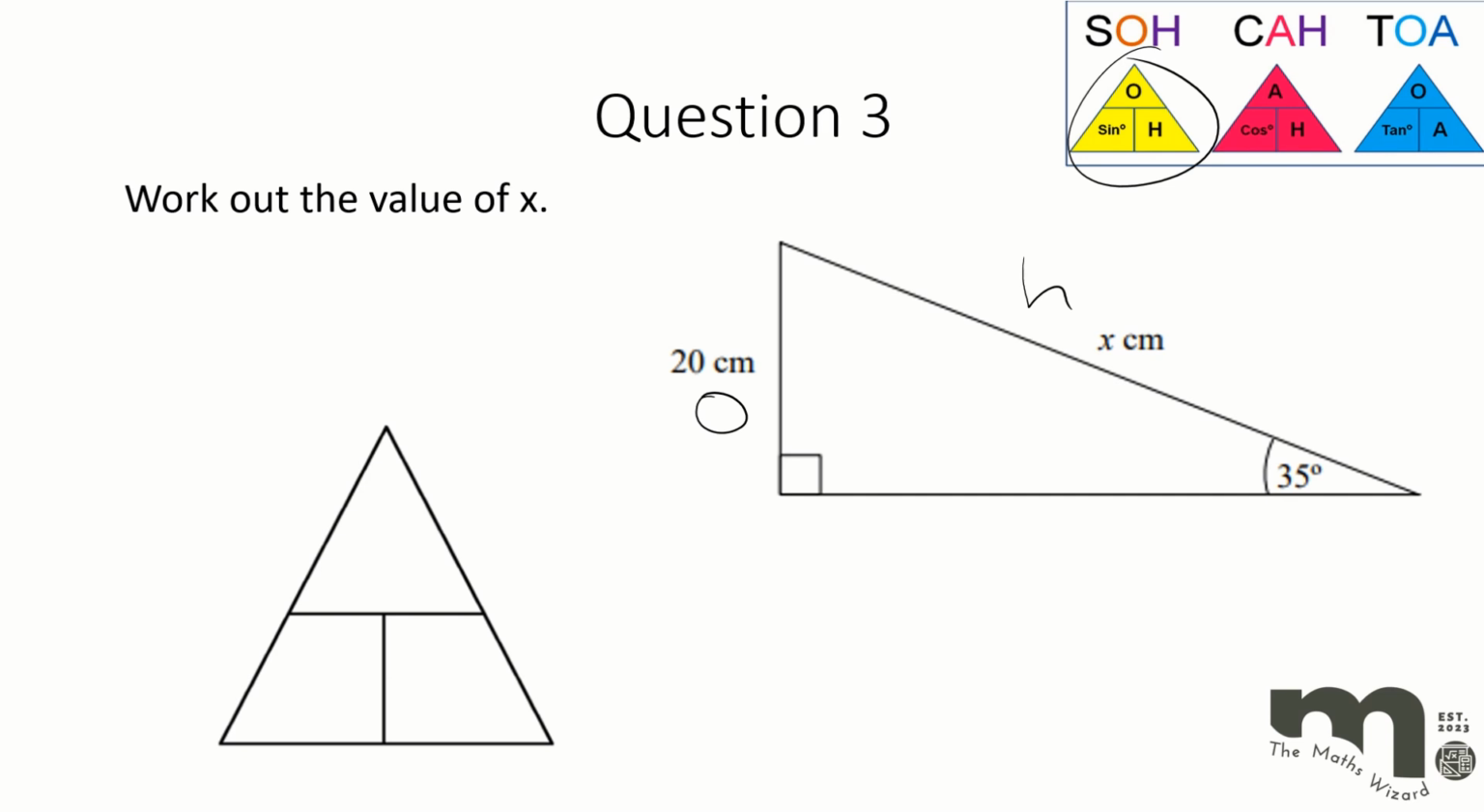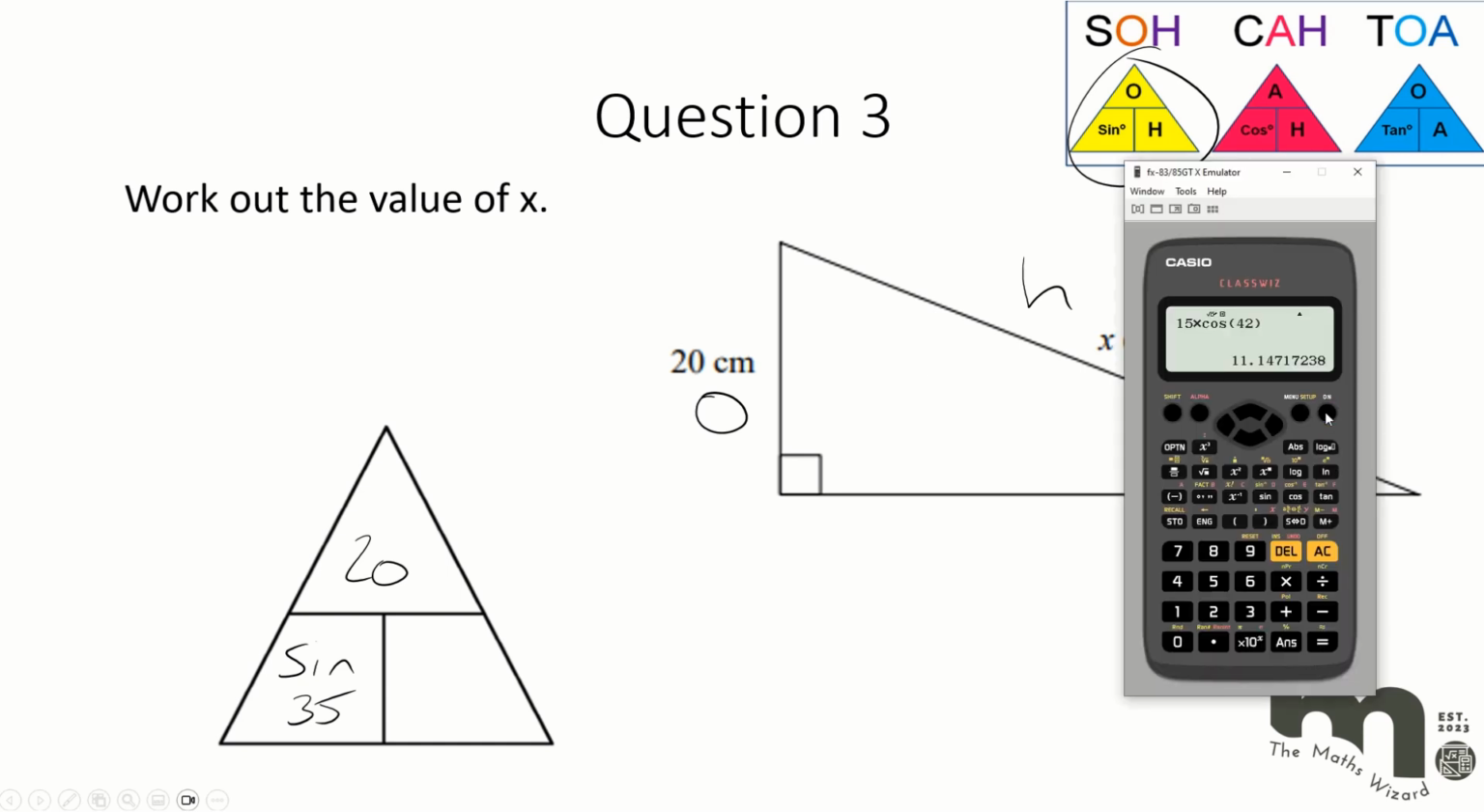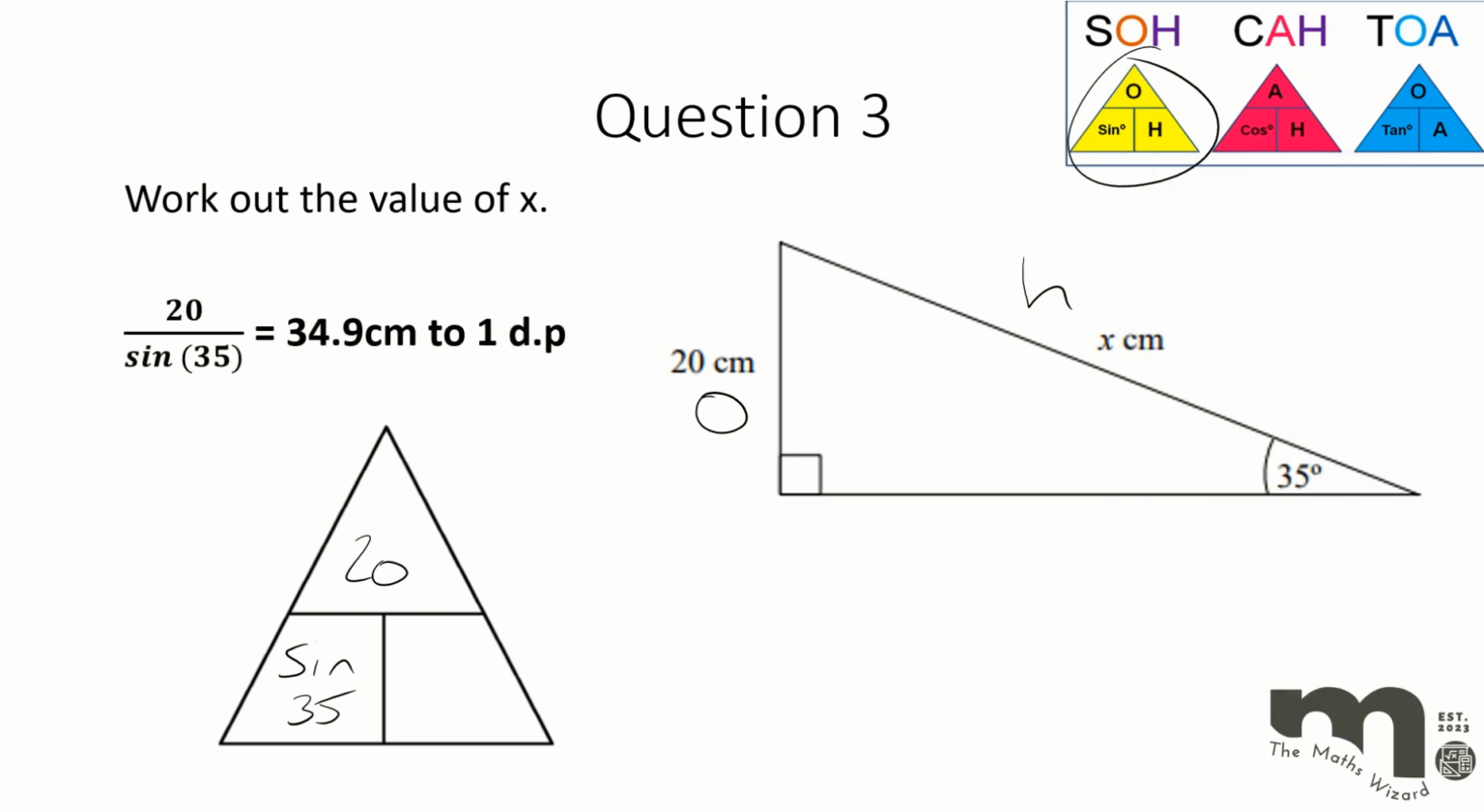So we've got this sine formula triangle, which we can now fill in. We've got the sine of 35 in the bottom left. We know that the opposite here is 20, so that goes at the top, and we're trying to figure out the hypotenuse. So now we can put everything in on our scientific calculator. We've got 20 divided by the sine of 35, and that should give us 34.9 to 1 decimal place.